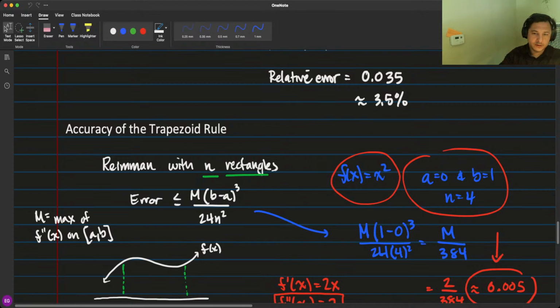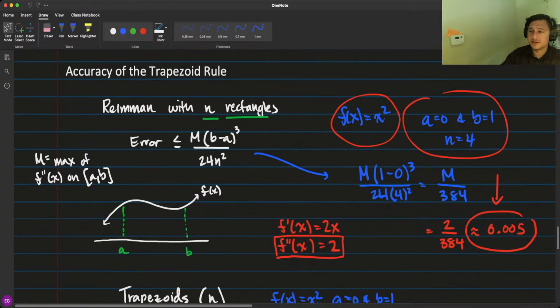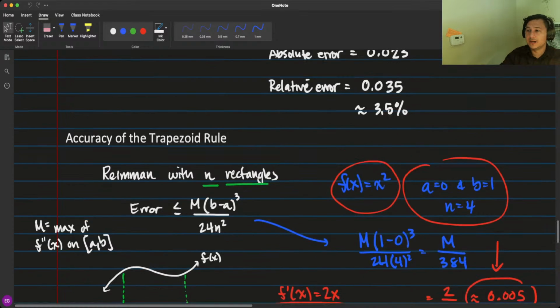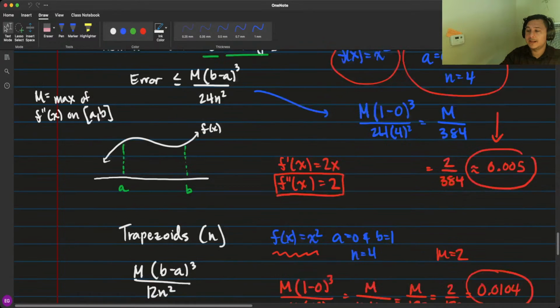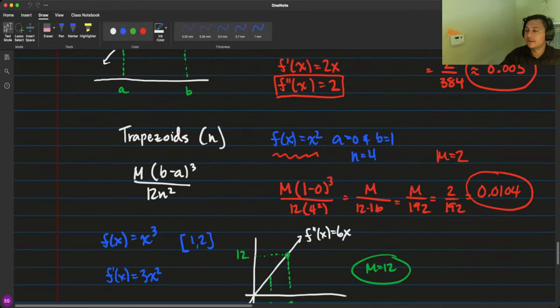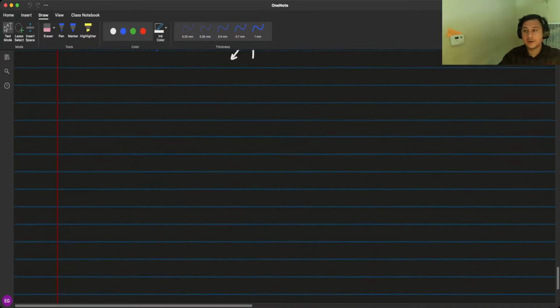Okay, so we talked about how you need to compare the relative errors to get a good idea of which one is more accurate, because you need to compare it to the thing that you're estimating. And then we talked about there's this formula here to find the accuracy of the midpoint of the Riemann sum and the accuracy of the trapezoid rule. Okay, so now we're going to talk about another method for estimation. It's called Simpson's rule.